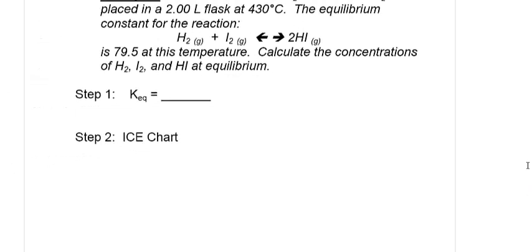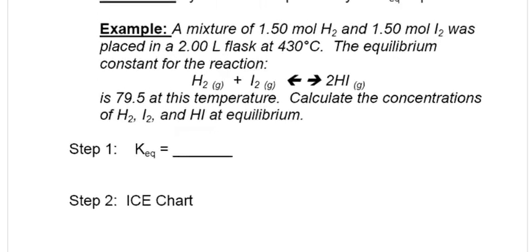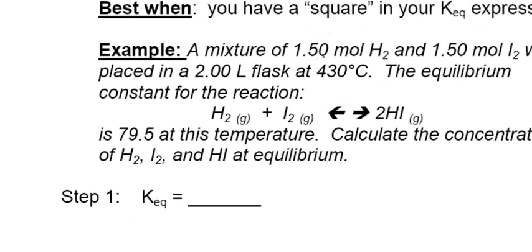We've got a mixture of H2 and I2, 1.5 moles of each, in a 2-liter flask at a certain temperature. We're given the reaction, notice that it's at equilibrium, and this is the KEQ value, 79.5. We're going to try to find the concentrations of everything at equilibrium. The first thing we'll want to do is figure out what we're starting with. It looks like we're given number of moles, but we probably want to have molarities because that goes into our KEQ and our ice chart.